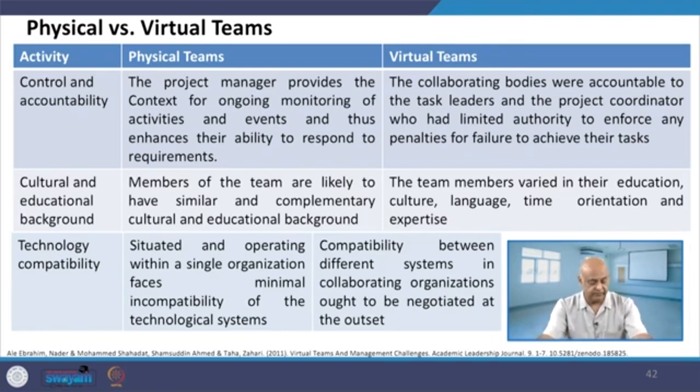As far as technology compatibility is concerned, a team situated and operating within a single organization faces minimal incompatibility of technological systems. So in the physical teams, they will have minimal incompatibility of the technological system, while in the virtual teams, compatibility between different systems in collaborating organizations ought to be negotiated at the outset. Therefore, in that case, you cannot work without that. If you do not know about these collaborating organizations and what type of technology compatibility you have, you cannot interact. To interact, it is necessary that you know in advance what type of technology they are using. While in the case of physical teams, it is not a high concern, so minimal incompatibility will also do.